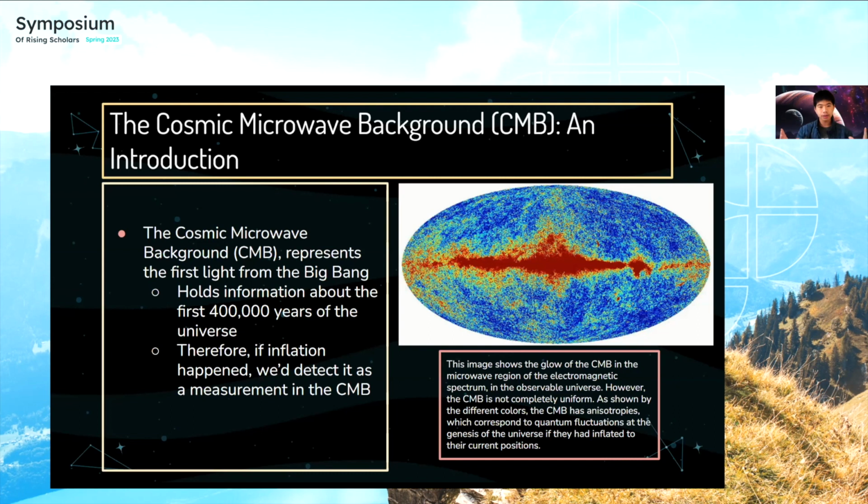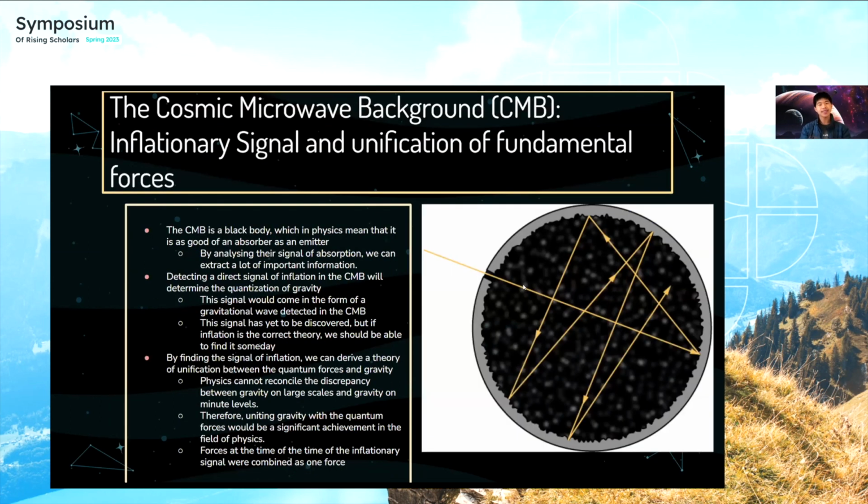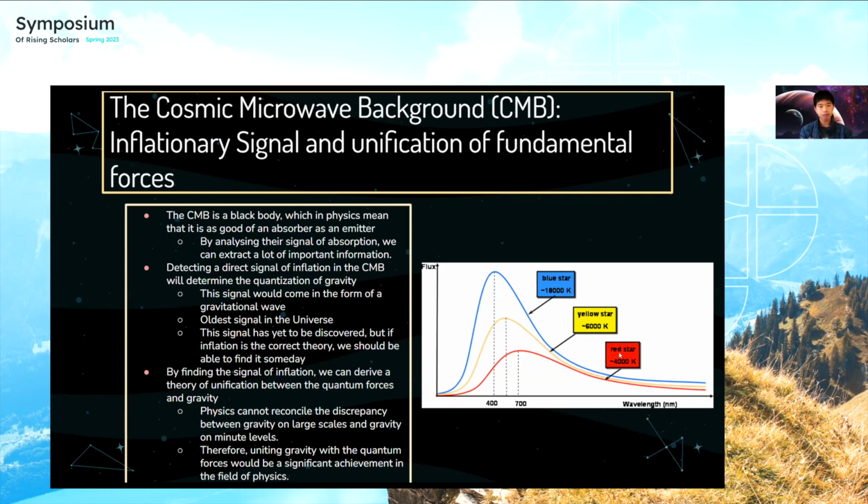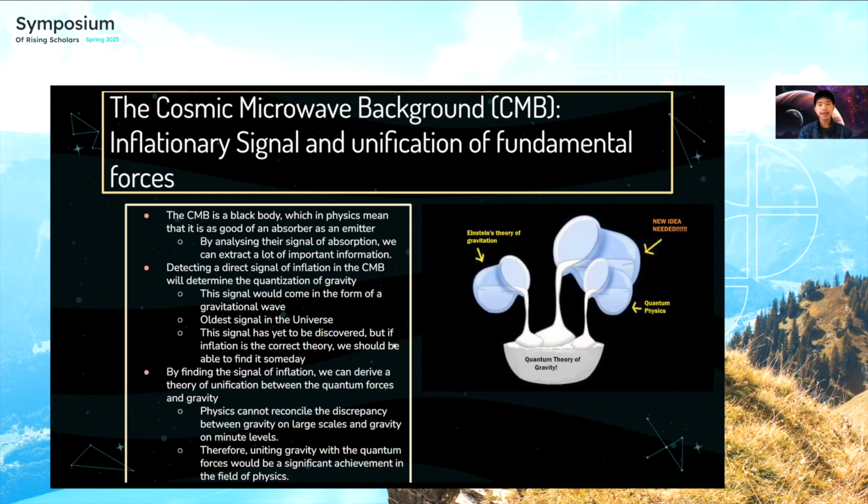And if they had inflated to their current positions, this is what they would have looked like, providing indirect evidence for the inflationary event. Now, you might be asking, Lucas, how the heck can light particles absorb information? Well, the CMB is a black body, which in physics means that it's as good of an absorber as it is of an emitter. And by analyzing their signal of absorption, we can extract a lot of important information. And by detecting a direct signal of inflation, we'll determine the quantization of gravity.